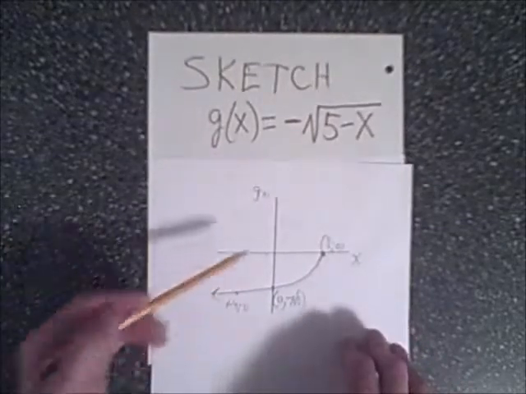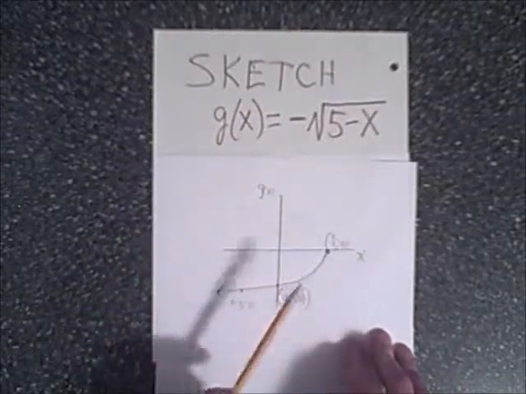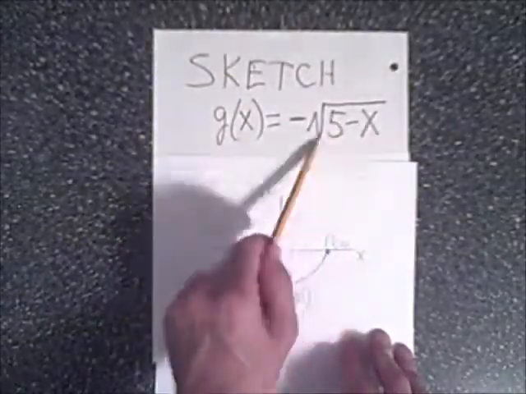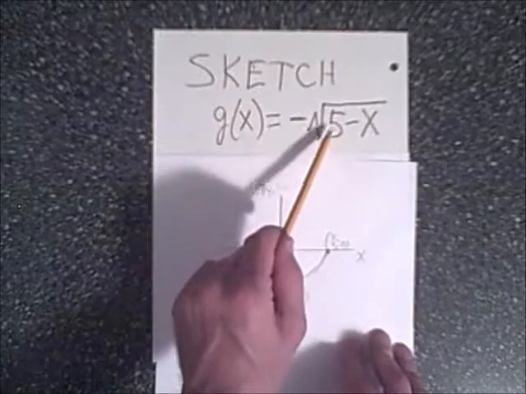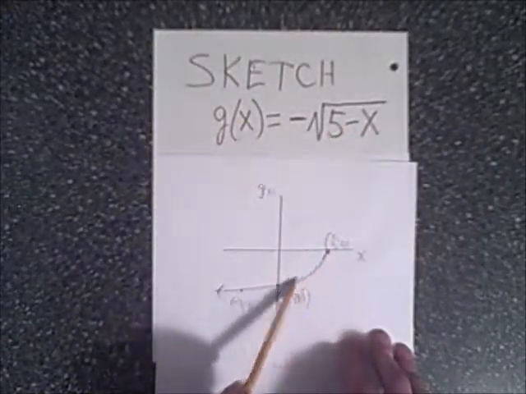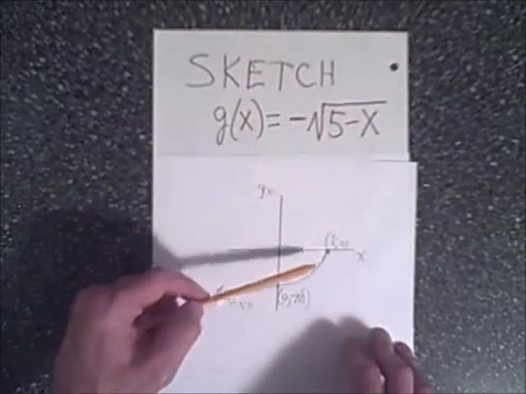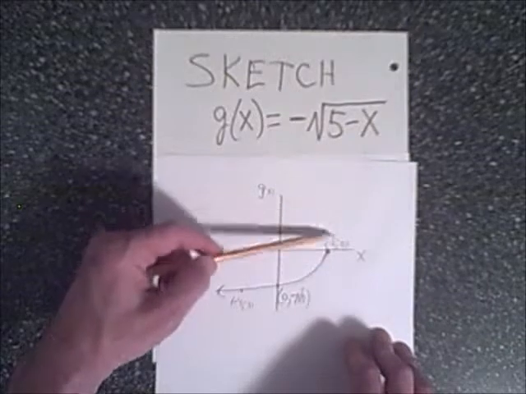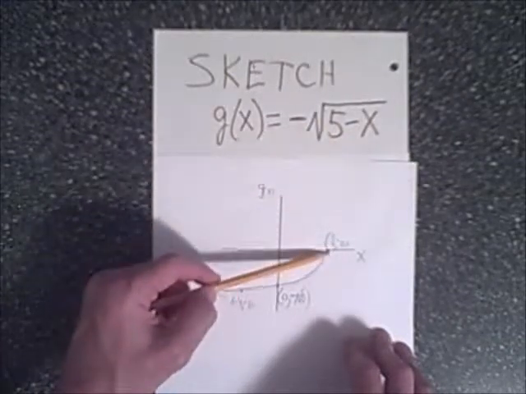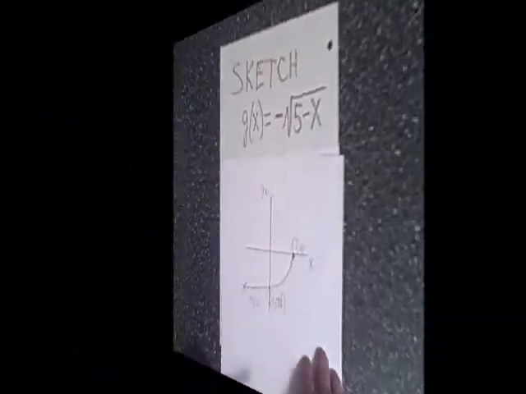One last comment, notice the domain and range. The domain is all possible x values, which in this case, this radical must be 0 or positive, which means this x value must be 5 or anything less than 5. And then the range is basically, ordinarily it'd be all positive numbers, but in this case, since it's negative, the range is from 0 down to negative infinity.